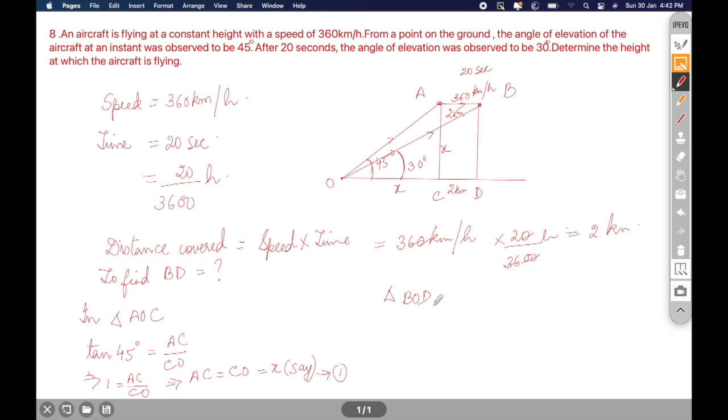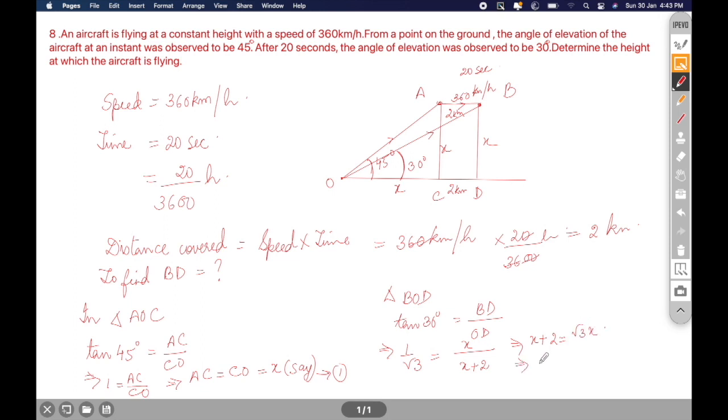Now in triangle BOD, we have tan 30 degrees equals BD by OD. Tan 30 is 1 by root 3. BD and AC are equal in length, so it is X, and OD is X plus 2. So let us find out the value of X now. So X plus 2 equals root 3 X.